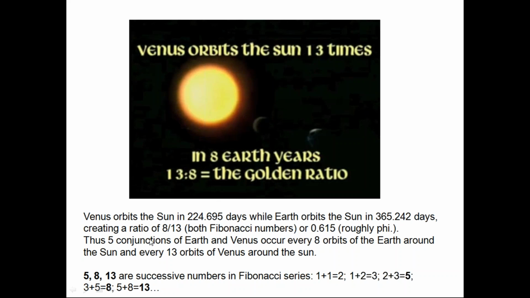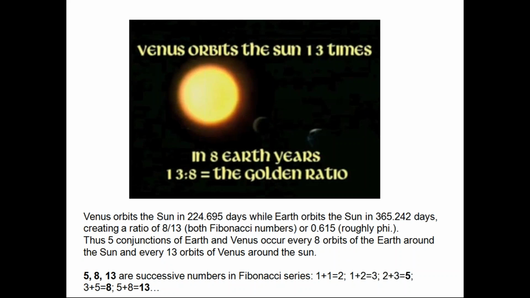Thus, 5 conjunctions of the Earth and Venus, what I was showing you before, occur every 8 orbits of the Earth around the sun, and every 13 orbits of Venus around the sun on her own, because she does this in less time than the Earth. So it takes the Earth 8 years and it takes Venus 13 years. This 5, 8, 13 are successive numbers in the Fibonacci series.